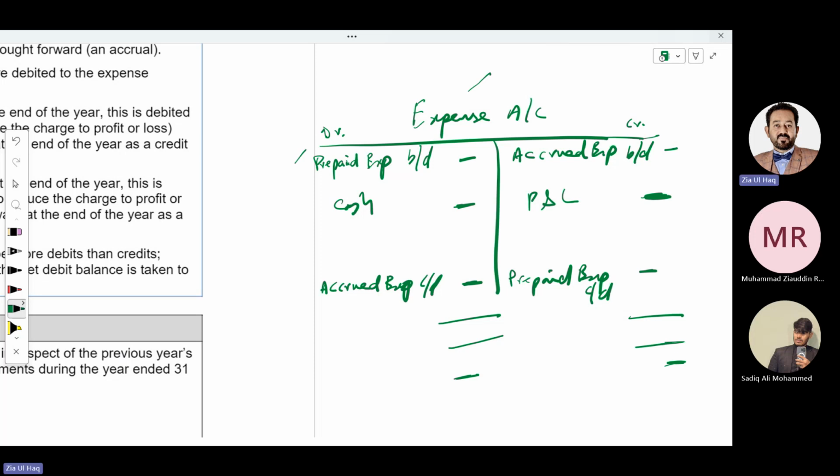And the expense is charged to profit and loss account. In profit and loss account, we record expenses on debit while income on credit. So this means profit and loss account debit, expense credit. So the profit and loss account item will be recorded here.